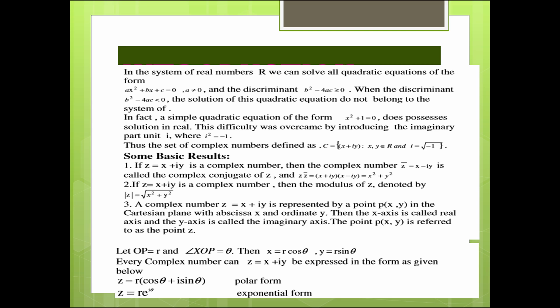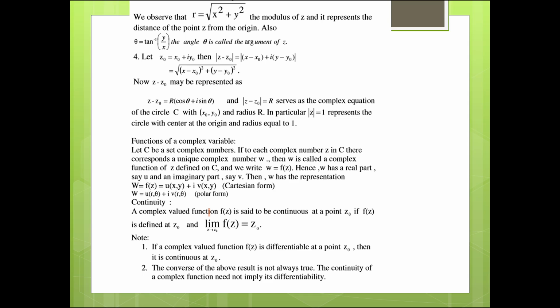Every complex number z can be expressed in the form z equal to r into cos theta plus i sin theta, which is the polar form, and z equal to r into e power i theta is the exponential form. Next one, we observe that r equal to root of x square plus y square is the modulus of z, and it represents the distance of the point from the origin also. Also, theta equal to tan inverse of y by x. The angle theta is called the argument of z.